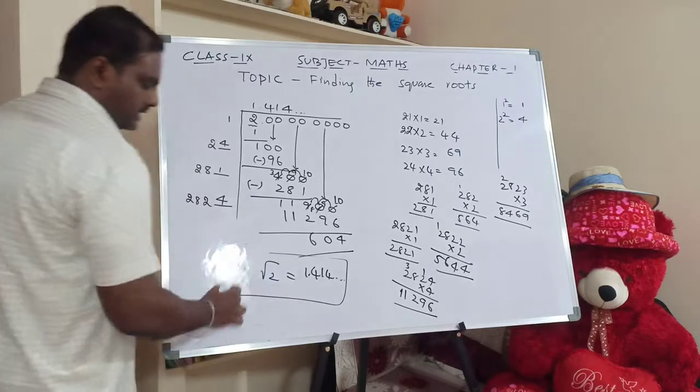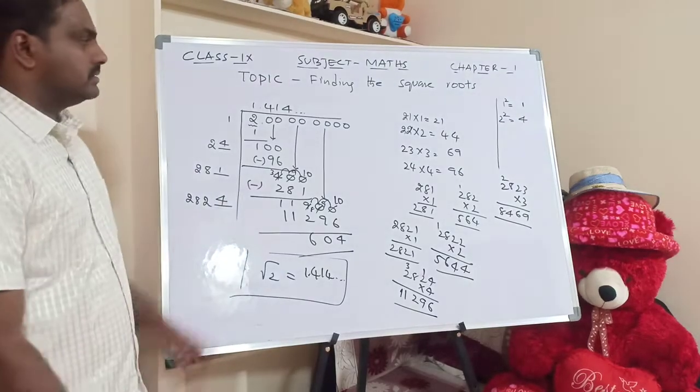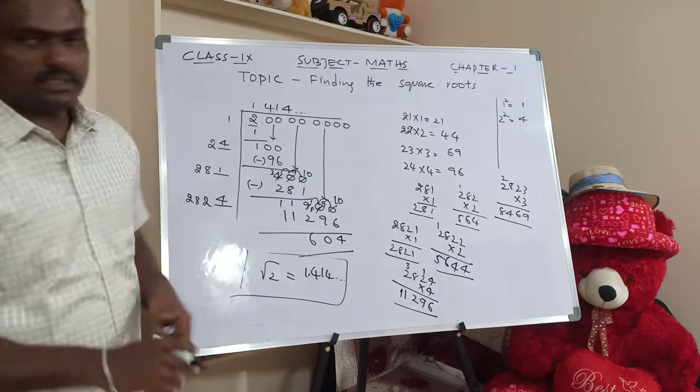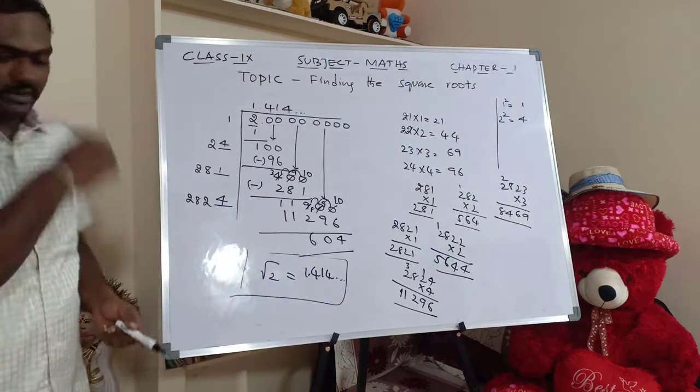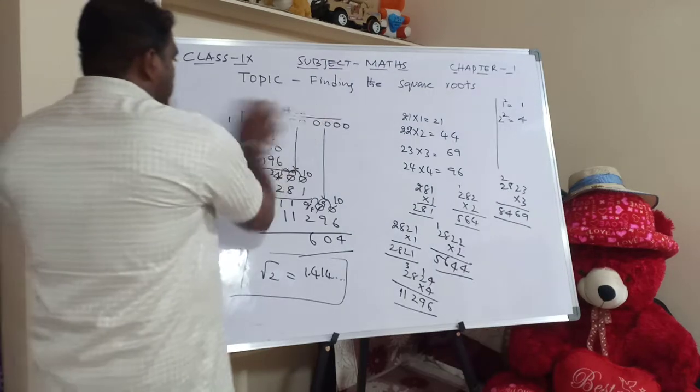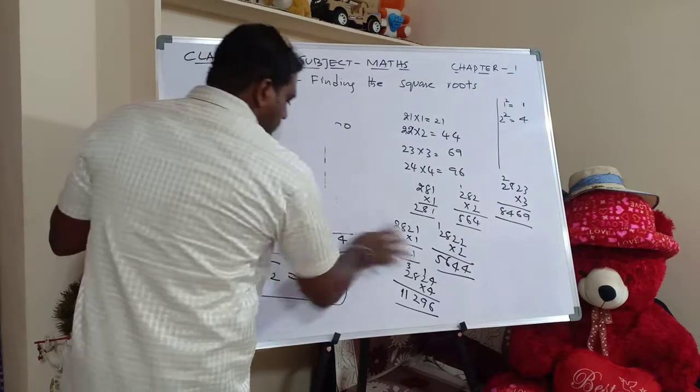Maximum of the students are not writing this one also. They have to write the conclusion. What is the value? And you have to do the rough work also. So this is an example I told yesterday. So what is this? Finding the value of root 2. Now we'll go for the next question.